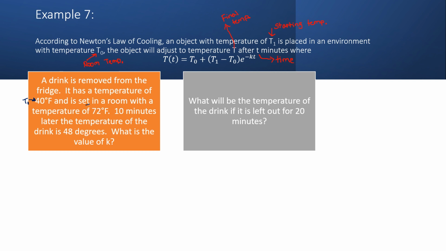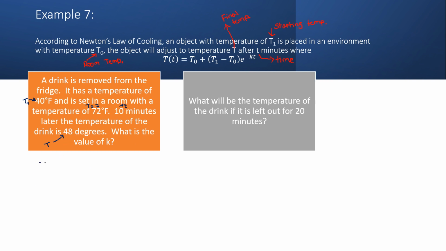So that is a T0 because that's a room temperature. 10 minutes later, so that is lowercase t because that is time. The temperature of the drink is 48, so that is plain old T because that is the ending temperature. We're asked what is the value of k. So we're going to go to our formula. The T without a subscript is the plain old T, and it's in the formula as T of t, temperature based on time.